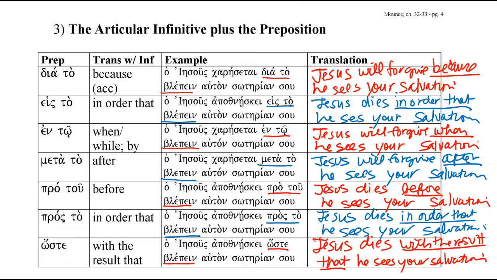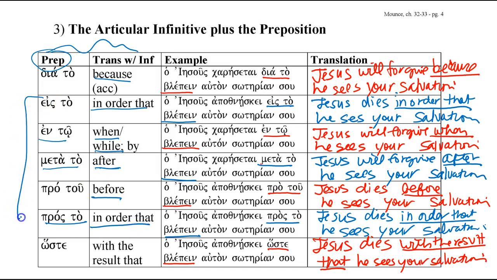Let me clean this up here. Okay, I filled out the translation more neatly so that you can see how the preposition plus the infinitive is translated together. So dia to plus infinitive again means because. Eis to plus infinitive means in order that. En to plus infinitive means when or while. Meta to plus infinitive means after. Pro tou plus infinitive means before. Pros to plus infinitive also means in order that. So you have two that mean the same thing. And then hoste plus infinitive means with the result that.